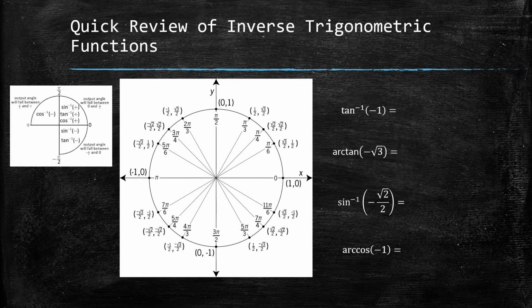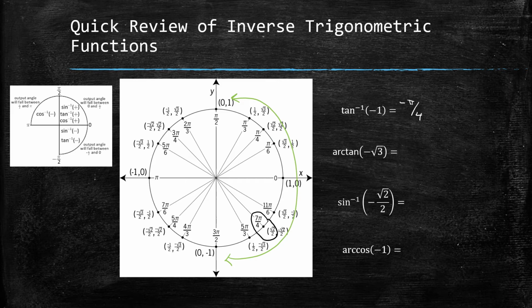Let's do this a few more times. Inverse tangent of negative 1. Remember, inverse tangent is bottom to top, so we want the answer to be negative 1. We're looking at this angle in the fourth quadrant, but we know we need the negative version of it, so negative pi over 4. I'm going to come back to arctan of negative root 3. Let's skip to inverse sine of negative root 2 over 2.